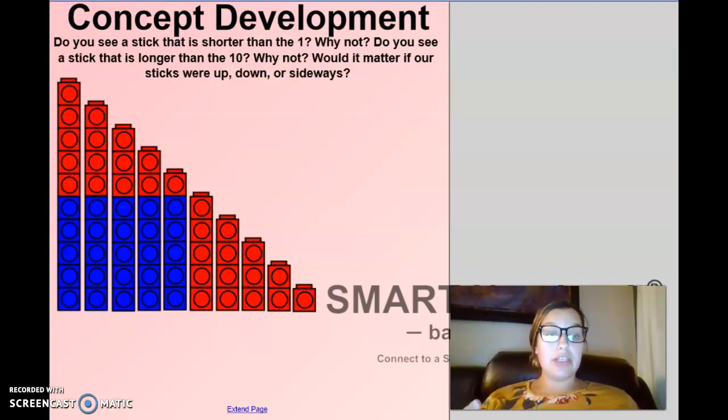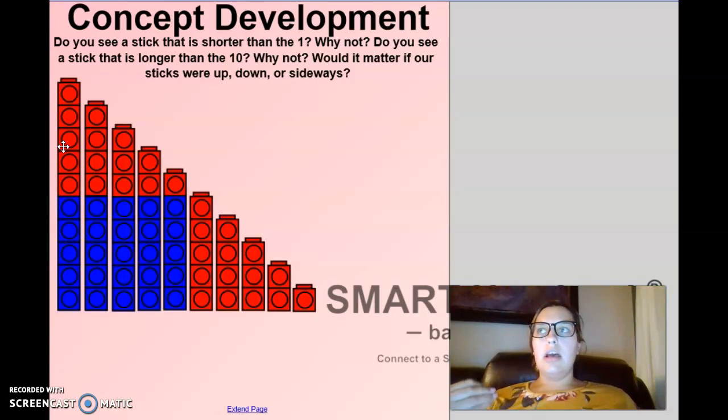So before we leave each other today, I'm going to talk about something. Do we see a stick that is shorter than the 1 stick? No, because if we have 1 and we take that away, we'd have how many? None. Do you see a stick that's longer than the 10 stick? No. And that's because we're only working with numbers 1 through 10 right now. We're going to get to those teen numbers and those higher numbers, but right now we're only working through 1 through 10.